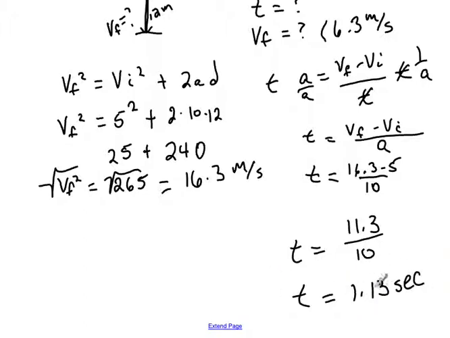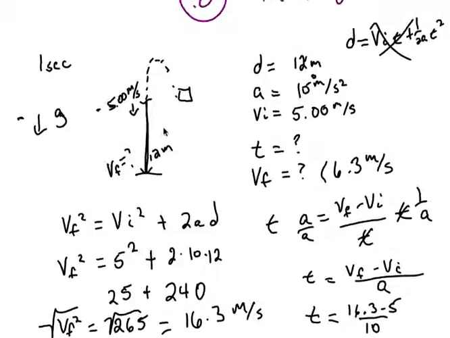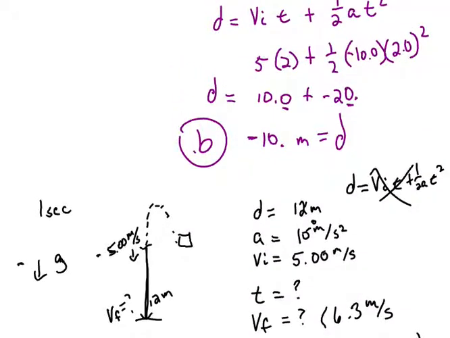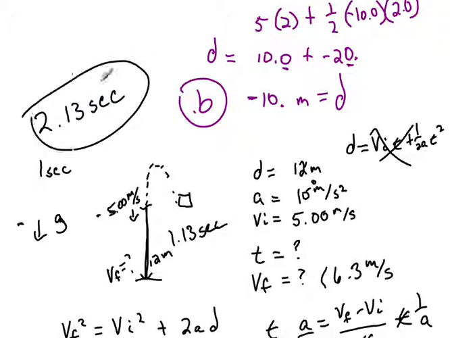Now, this time is not our final answer. We have to think back to what we were doing. We said, what time is it going to take? What is the time for it to go from this point down? That's 1.13 seconds. But we said it had already gone up because remember he threw his red pin up. So it went up and came back down for 1 second. So the total time of the flight of the pin is this 1 second plus the 1.13 seconds. So 2.13 seconds is the total time. That is D.